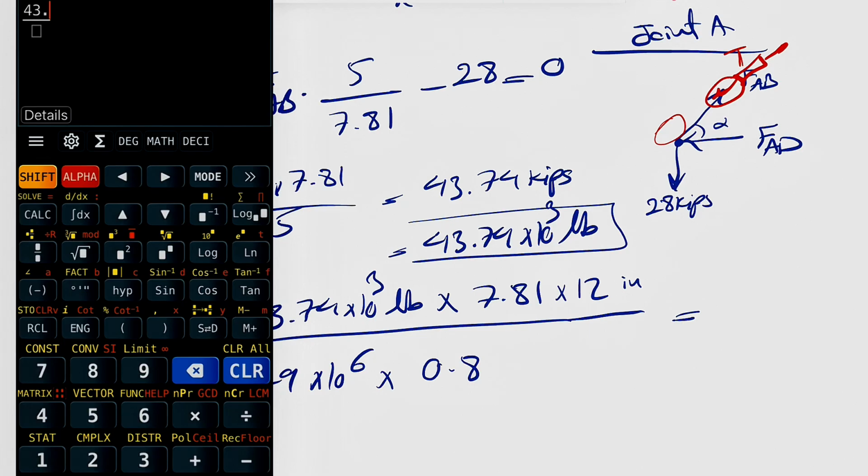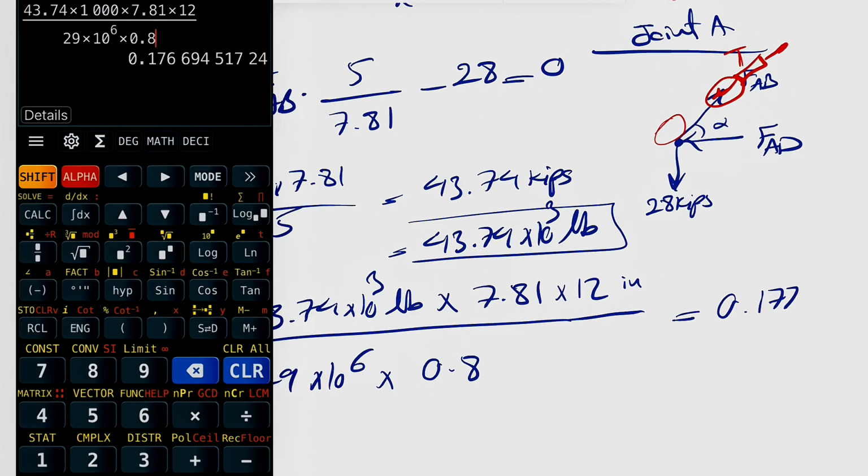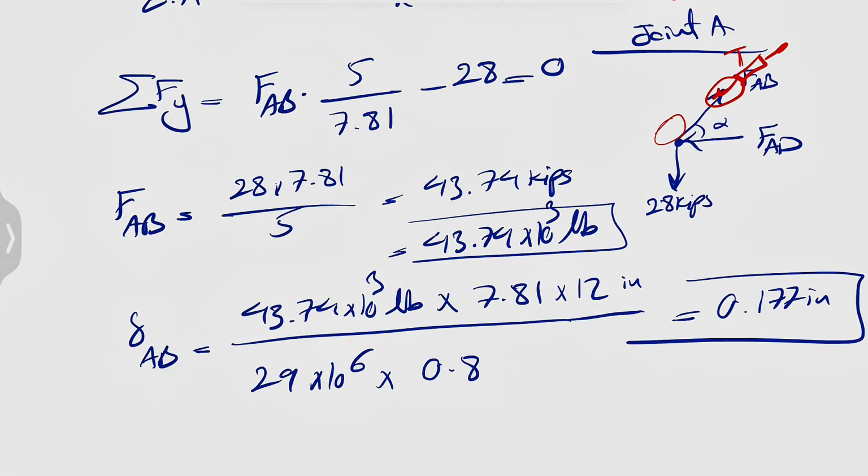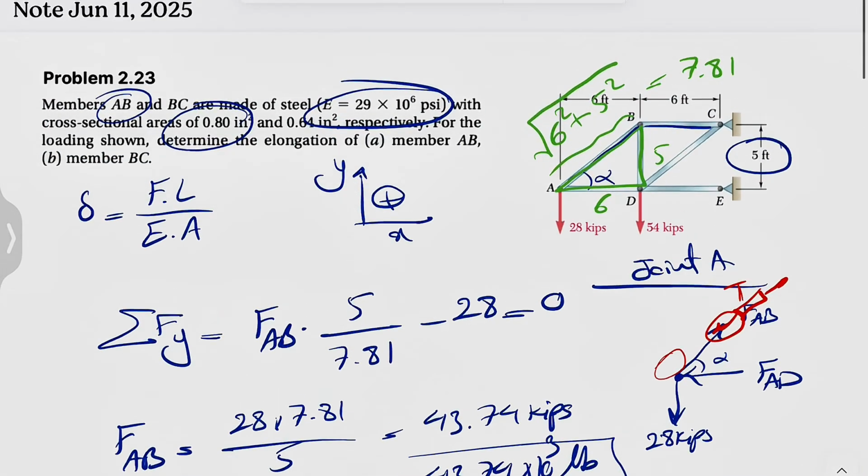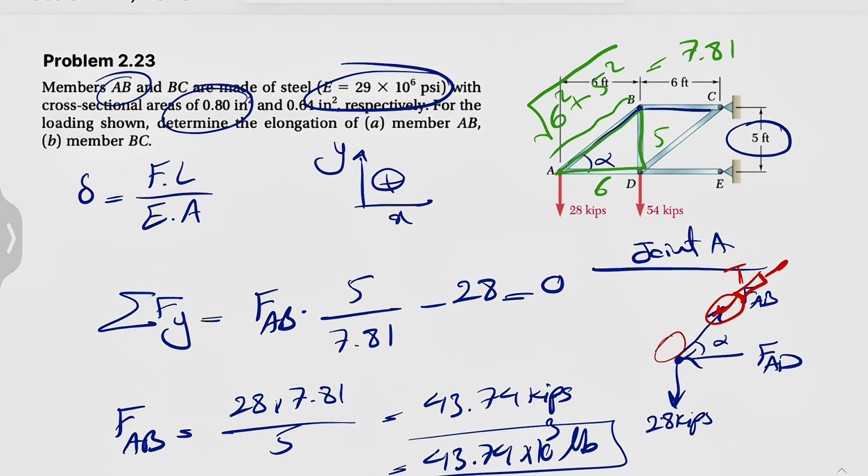So 43.74 times 7.81 times 12 over, we've got 1,000 in here, over 29 times 10 to the 6 times 0.8, and this is going to give us 0.177 inches as the answer for AB. And now we have to find the elongation of member BC.